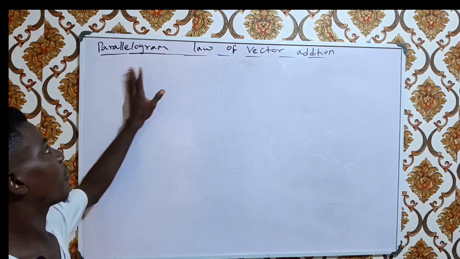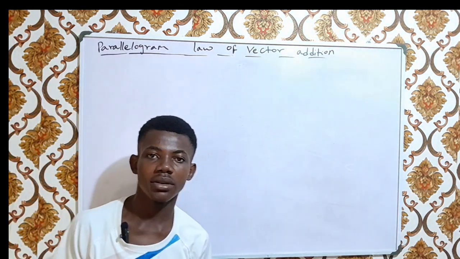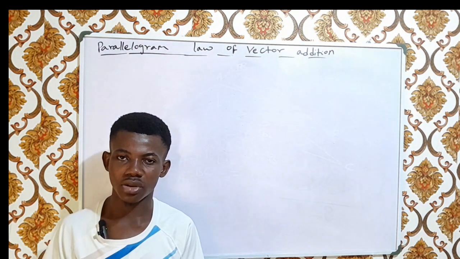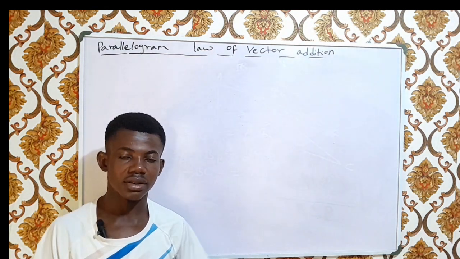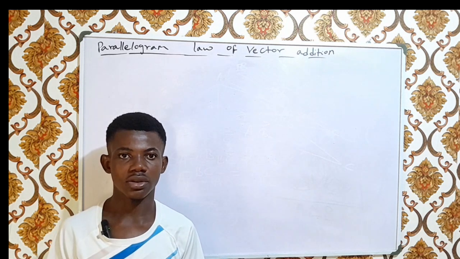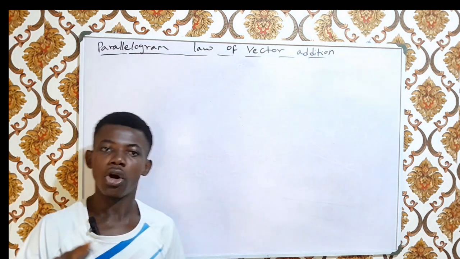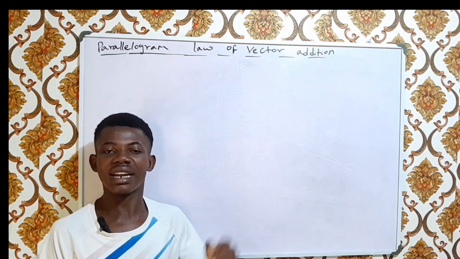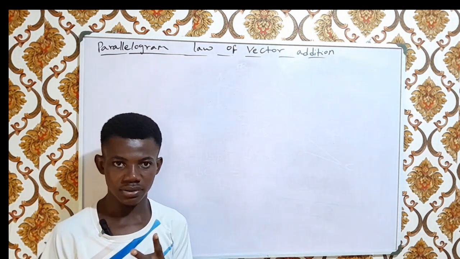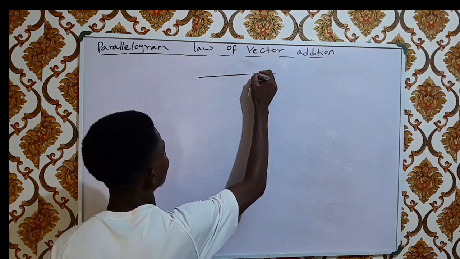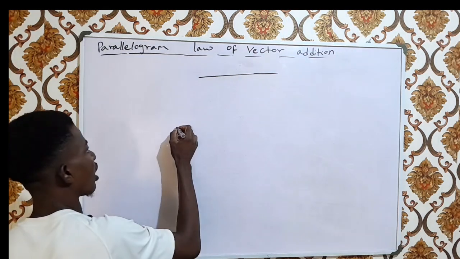Now, the parallelogram law. The parallelogram law of vector addition states that the resultant of two vectors is represented by the diagonal of the parallelogram whose adjacent sides are the two vectors. Let's draw a parallelogram.